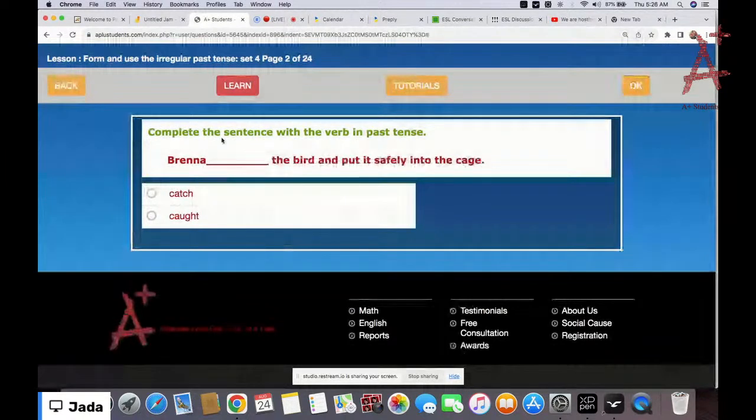Okay. Now, Brenna dash the bird and put it safely into the cage. Catch or cut? Catch or cut? Cut. Okay. We have so many answers from Dennis and Daly. Thank you. So it's gonna be cut.